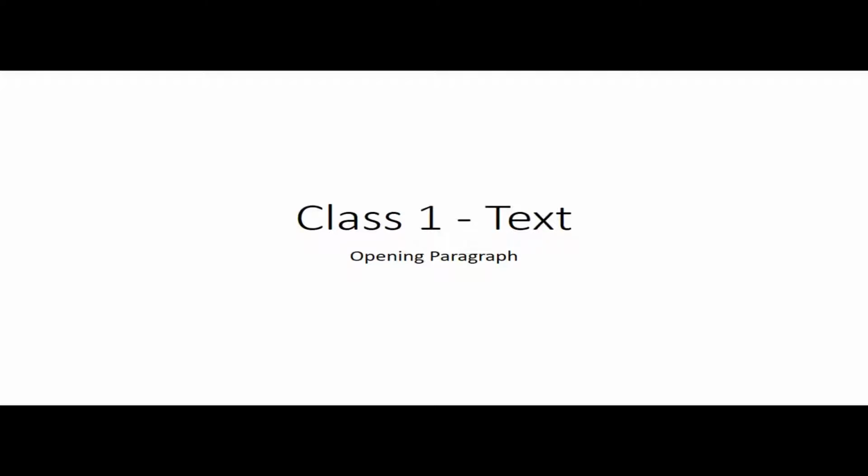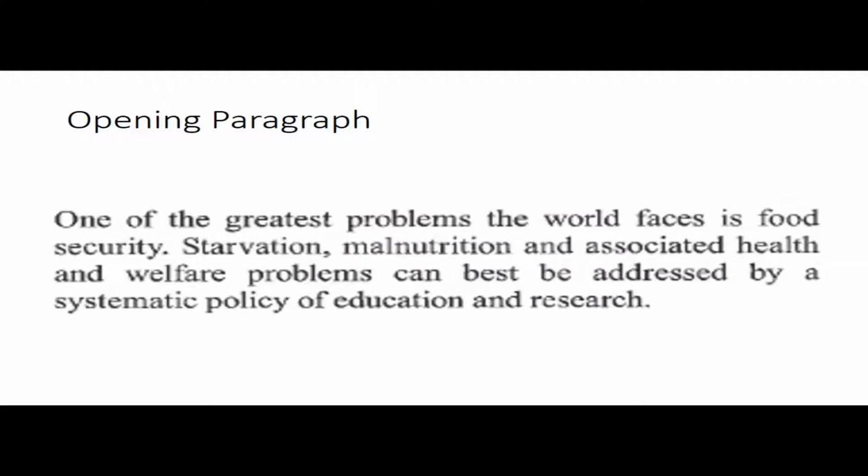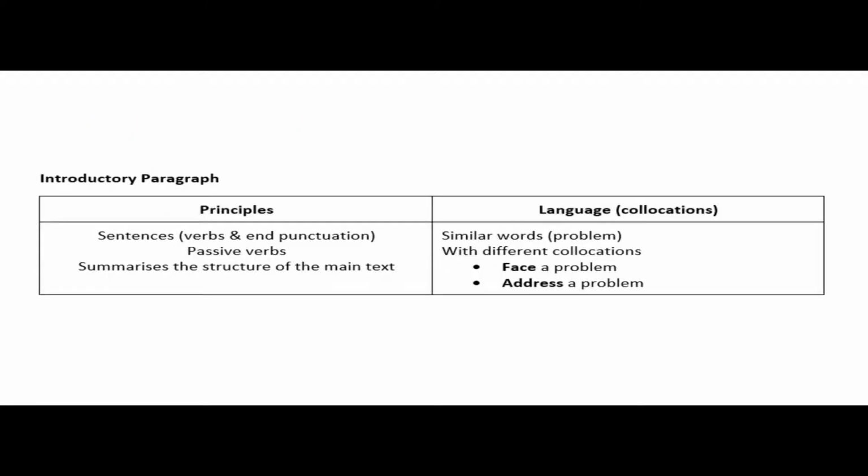So let's look at the first paragraph. Very simple, 2 sentences, and let's see what we can learn from this. We've got a couple of principles, some very, very simple ones. Paragraphs are made out of sentences. We have passive verbs, and we've got the structure of the opening paragraph, and then we've got some language, collocations, for example.